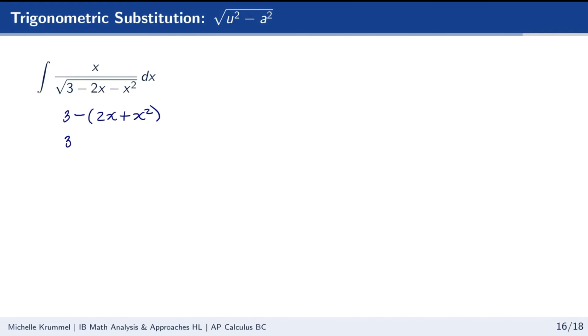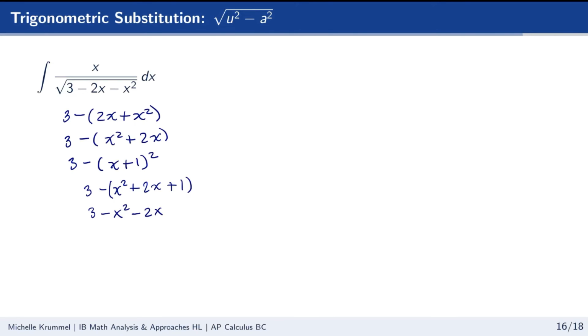Okay, so 3 minus x squared plus 2x. 3 minus x plus 1 squared. And now I'll see how to adjust this. So if I were to multiply this all back out, I'd have x squared plus 2x plus 1 times negative 1, and then 3. So I'd have 3 minus x squared minus 2x minus 1, so I need to add 1.